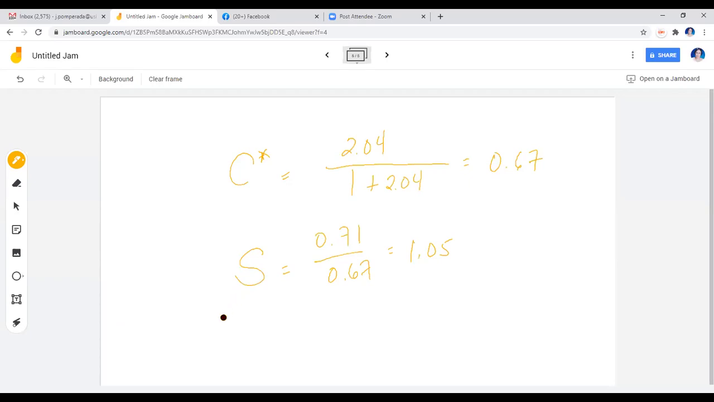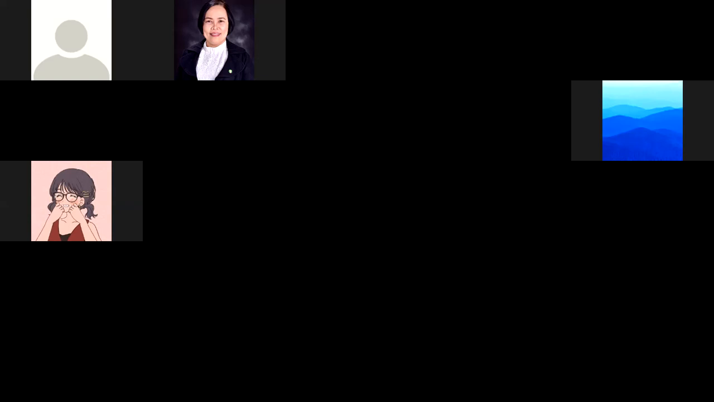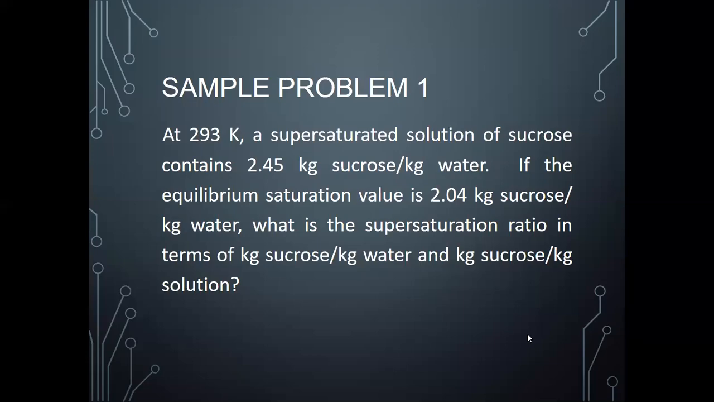Not that its unit is kilogram sucrose per kilogram of solution. Okay? So that's in the case of the first sample problem we have discussed. So we go to sample problem number 2 if there aren't any more questions on this. I'll stop share. I'll share. Okay, so that's our sample problem number 1.